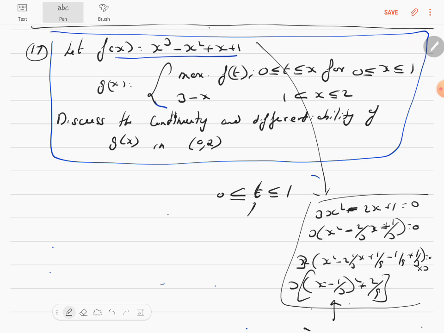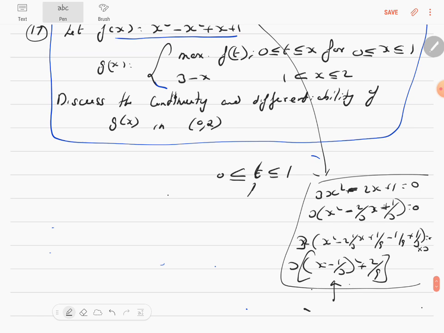And an ever increasing function will obviously be differentiable at every point, but this question is only about checking continuity from 0 to 2. So it will obviously be continuous because it's an ever increasing function. So how can we justify it like this? It has to be, but they've said discuss.